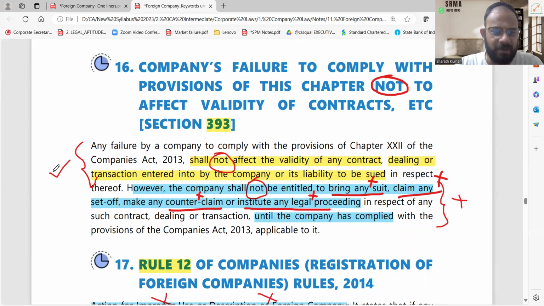See what I have told. Here I have given a tick. That means it will not affect the validity. Here I have told no. That means certain things you cannot do. What and all you cannot do.